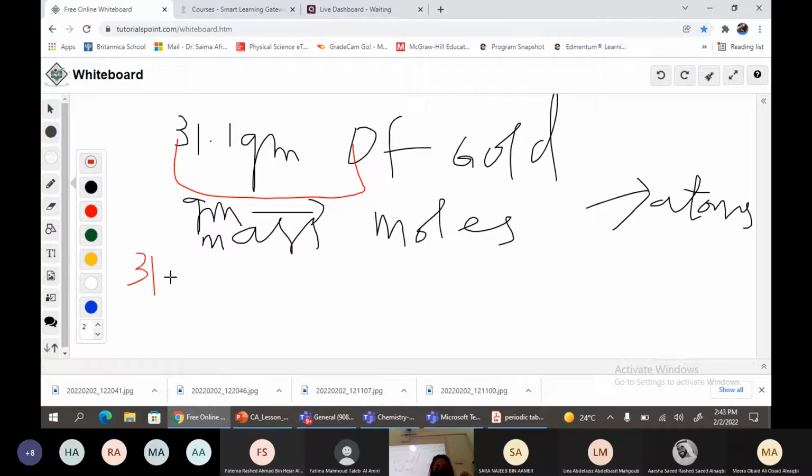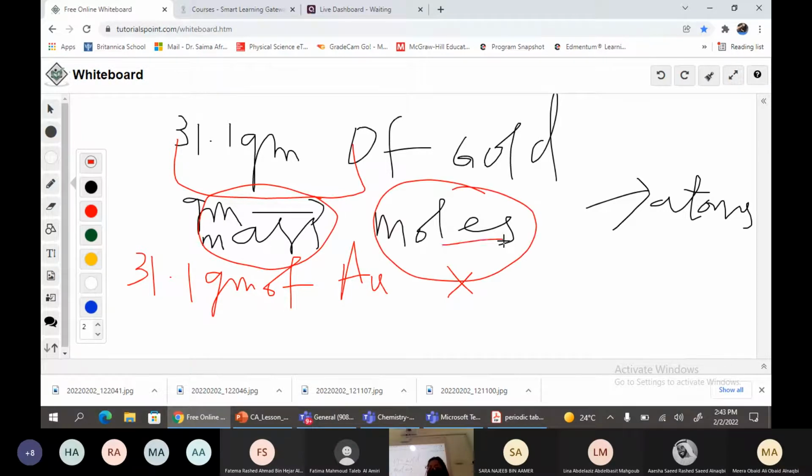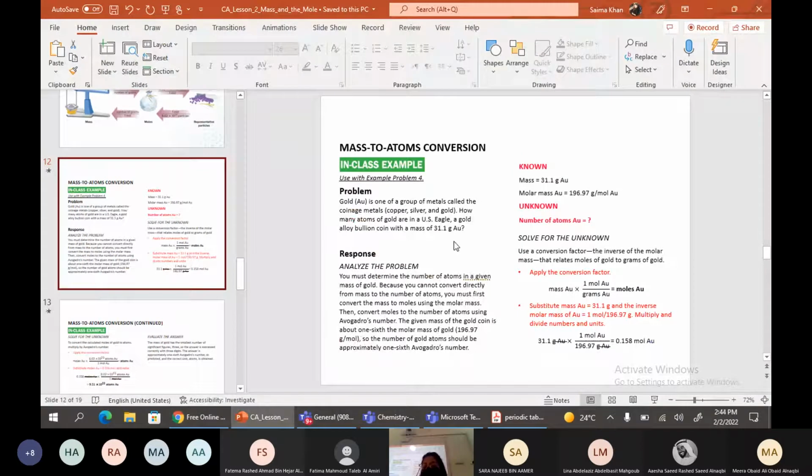Gram, 31.1 gram of gold. The symbol of gold is Au. Very good. Okay. And then you do times unknown over given. Now, what conversion are we doing now? We are doing mass to moles. So what is my unknown now? Now the unknown is moles. Girls, at this point you have to be careful. Previously we said that what is asked in the question will be your unknown. In the question, what is unknown?